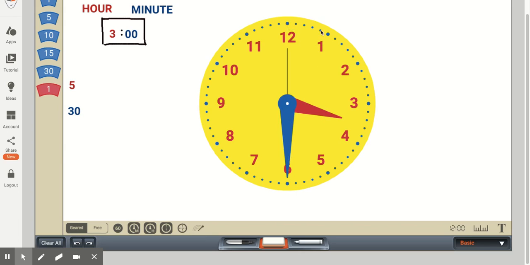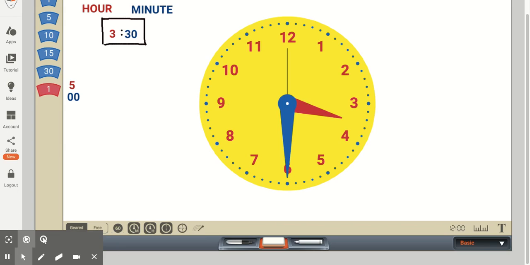When the minute hand goes halfway around the clock, it's 30 minutes past the hour. And on the digital clock, the way we would see it is 3:30. And this means that it's 30 minutes past the hour of 3. So this digital clock and this analog clock represent the exact same time.